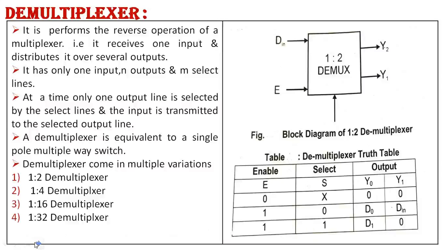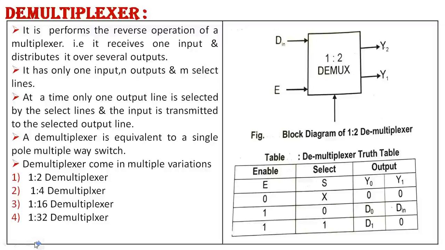Next concept is the demultiplexer. It performs the reverse operation of a multiplexer, that is, it takes one input and distributes it over several outputs. It has only one input and several outputs. With M select lines, at a time only one output line is selected. By the select lines, the input is transmitted to the selected output line. A demultiplexer is equivalent to a single pole multiple way switch.